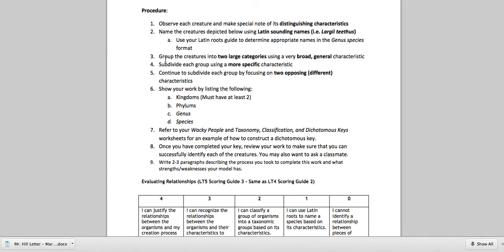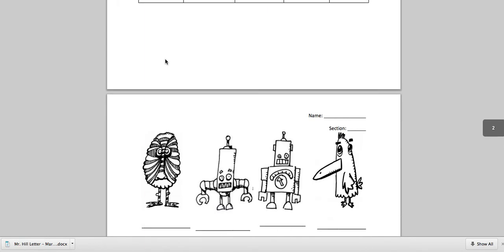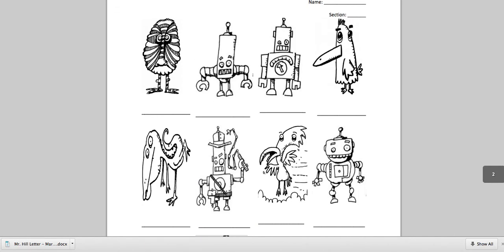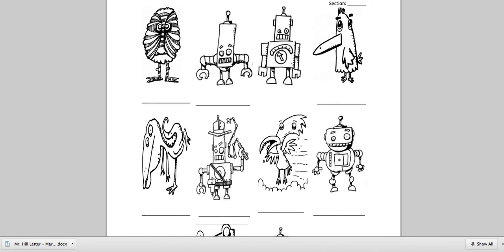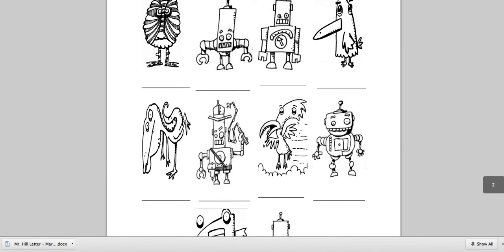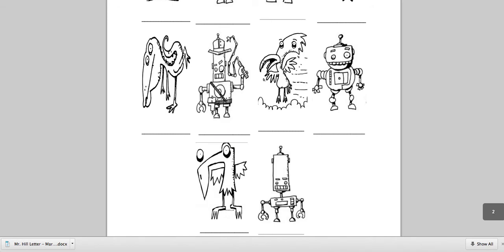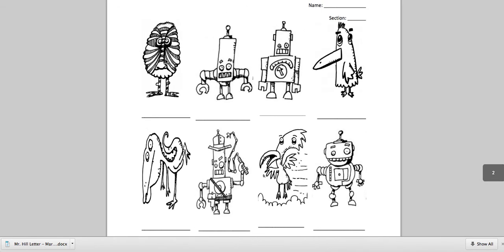It says the first step you might want to do is just group your creatures into two large categories using some broad and general characteristics, okay. So you might say, well, there's some animal-looking things and there's some robot-looking things. Separate those guys out. Okay? Once you have those guys separated, then break up those two groups into even smaller categories. Okay? So you might say, well, some of my robots have round bodies and some of them have square bodies. Okay? So go ahead and break those guys up. Okay, and some of my animals have feathers and some of them don't.